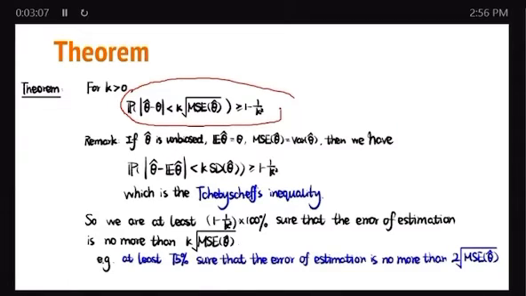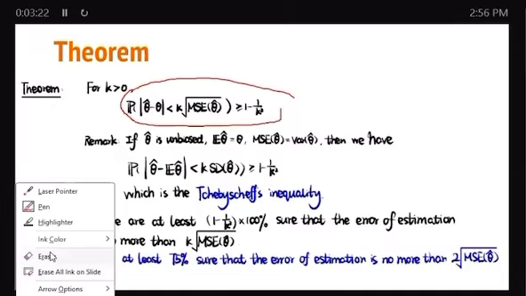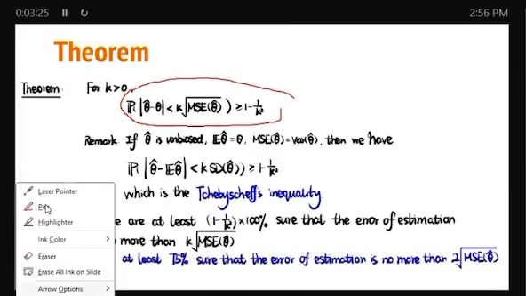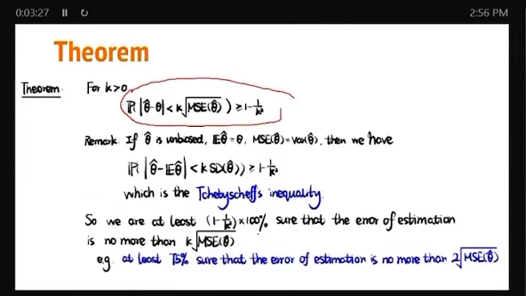So 1 minus 1 over k squared is the probability that the error of the estimation will not be more than k standard deviations. This is the k standard deviation here. Do you see that? That is the k standard deviation, the square root of the mean square error. That's a standard deviation. Does that make sense?